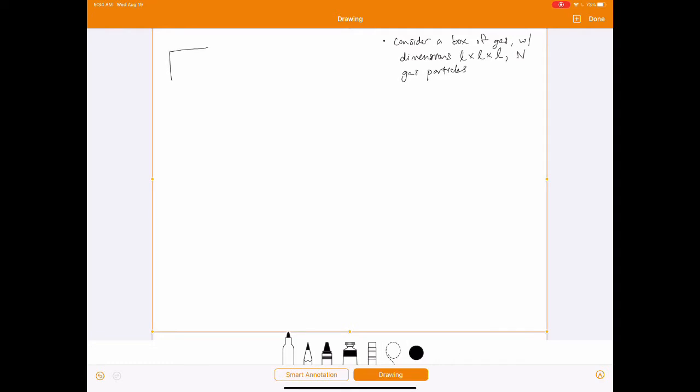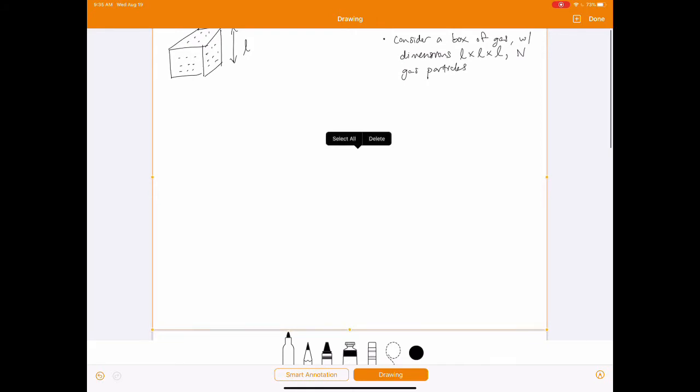Okay, so let's draw the box. It's shaped like a cube, something like this, and then the length on each side of that cube is L. And in that box, we have, again, N particles. So N can be whatever you want. It doesn't really matter for the purposes of what we're doing here.